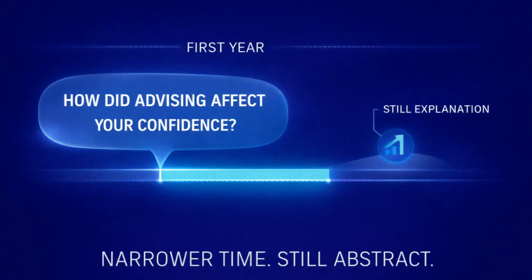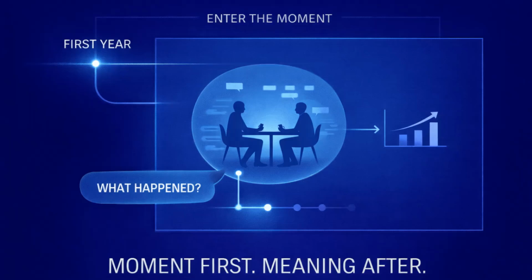Revision begins with narrowing time. During your first year, how did advising affect your confidence? Better, but still explanation-focused. Revision continues. During your first year, can you tell me about a time you met with an advisor and noticed a shift in how confident you felt? What happened during that interaction? Now the participant can enter a lived moment before interpreting it.